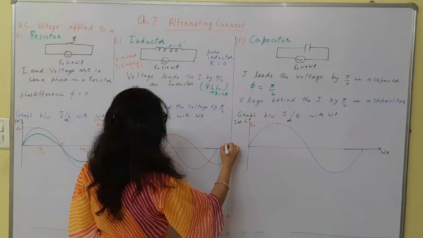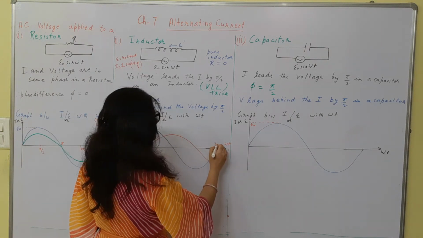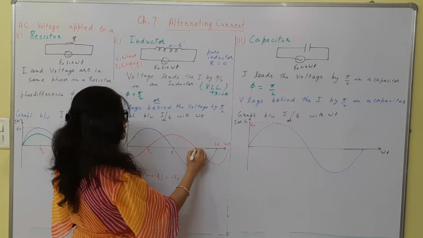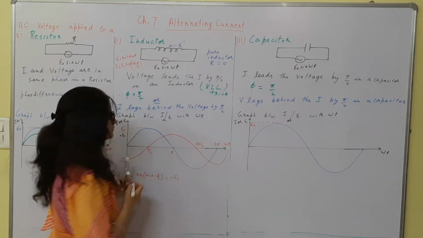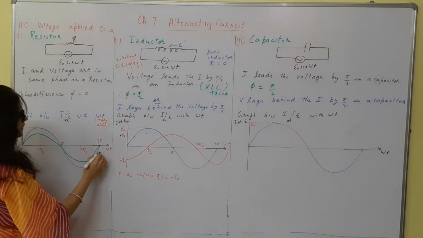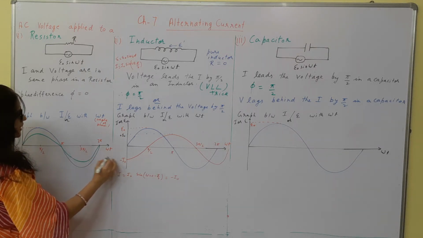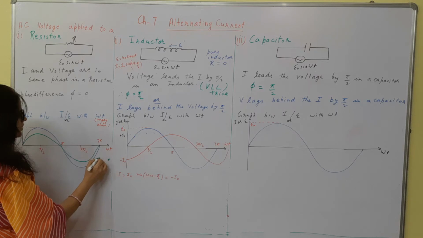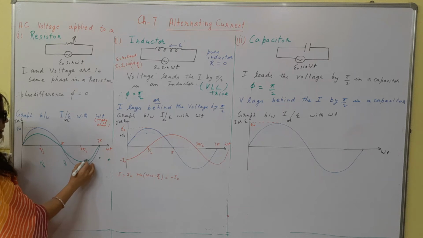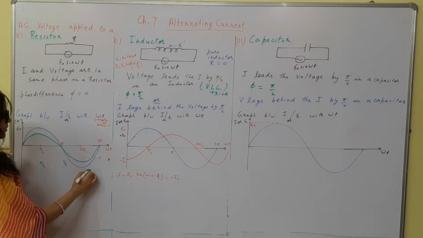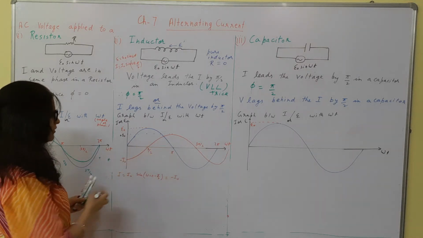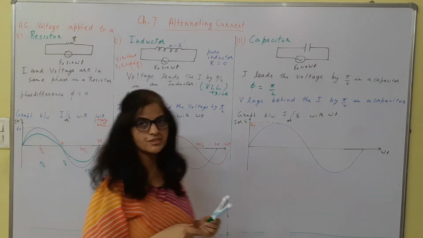Similarly, this is omega t. So this is 2 pi, this is pi by 2 and this is 3 pi by 2. And in terms of time period, if we write, then this will be T, this will be T by 2, this will be 1 by 4th time period and this will be 3T by 4 time period, right? So I am not mentioning everywhere, I have just mentioned in the first case here.